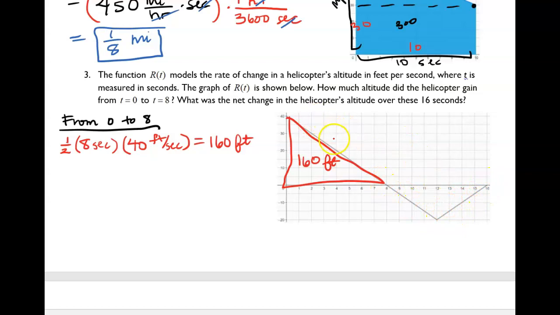So this means I'm going up over here, I'm going down over here. So when my rate of change is negative, that means my altitude is decreasing. So I can still find this area to figure out how far I went down. But what I'm going to do then is subtract that amount I went down from how far I went up. So I went up 160 feet, I went down some number of feet, so my net change, I would subtract those two.